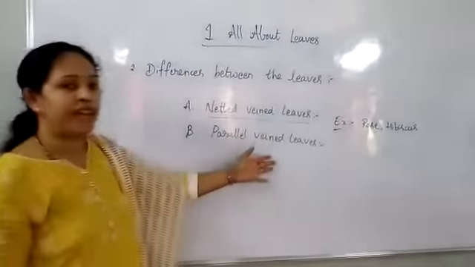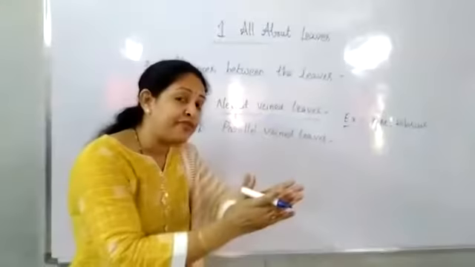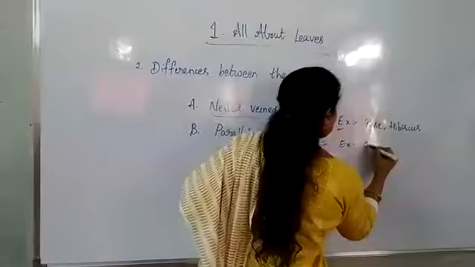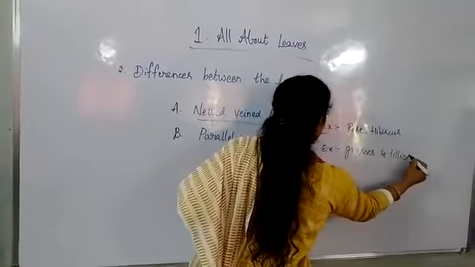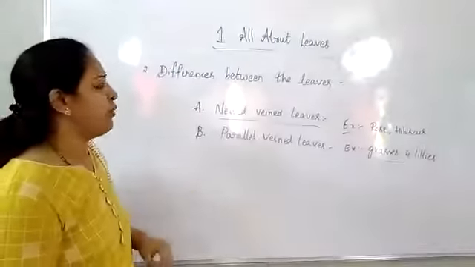The leaves have the veins that spread equally from the mid-vein. For example, grasses and lilies. Okay, so these are the two types of veined leaves.